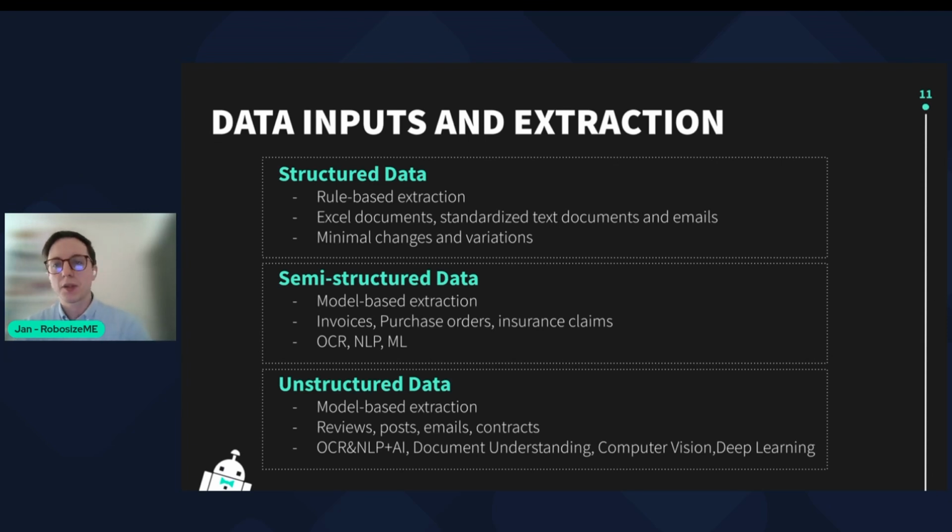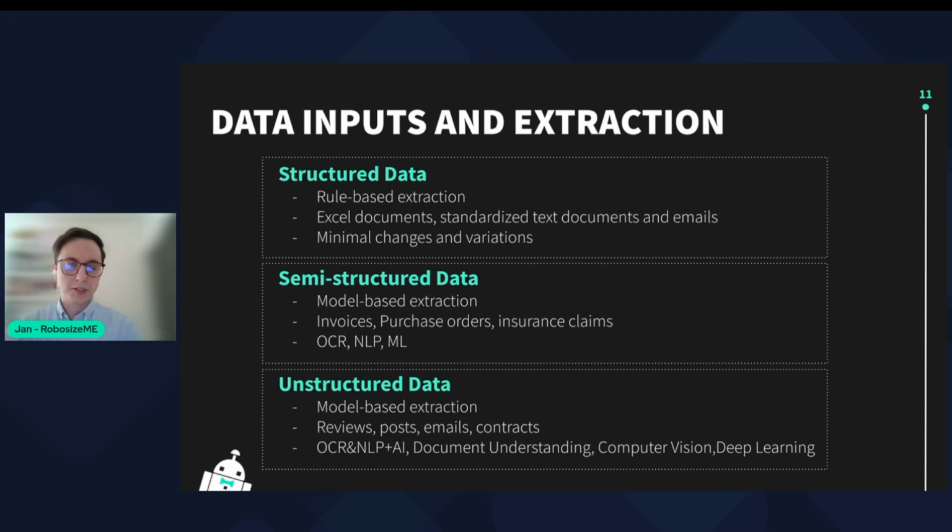Semi-structured data does not have a consistent format, but it still contains some sort of structure, such as headers, footers, or tags. Typical examples of semi-structured data are invoices, purchase orders, or insurance claims. Processing semi-structured data can be challenging because it requires identifying and extracting relevant information from the different parts of the document. So some intelligent automation tools are needed for this, such as optical character recognition and natural language processing.